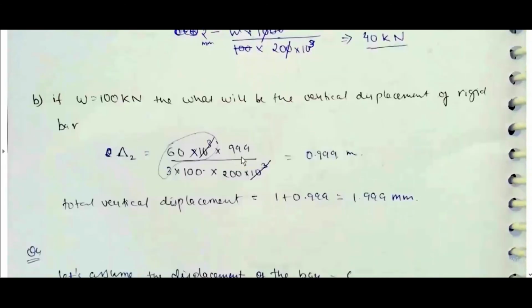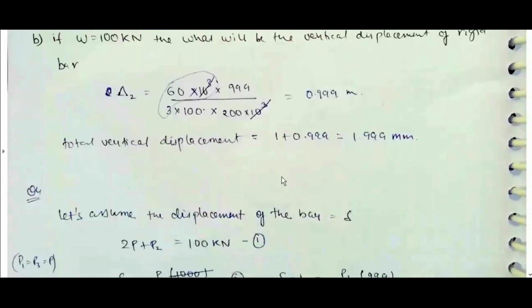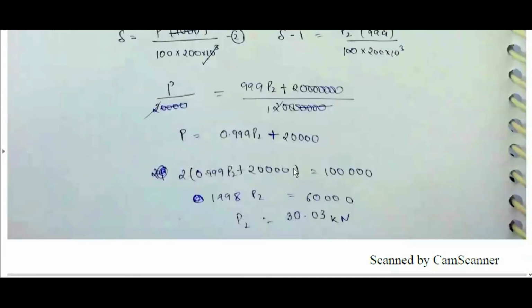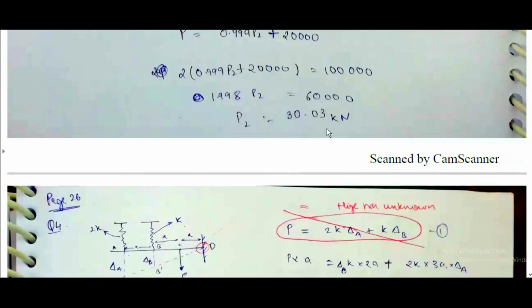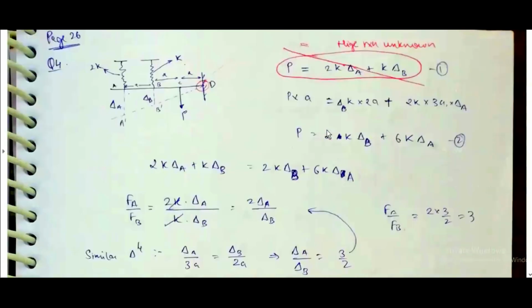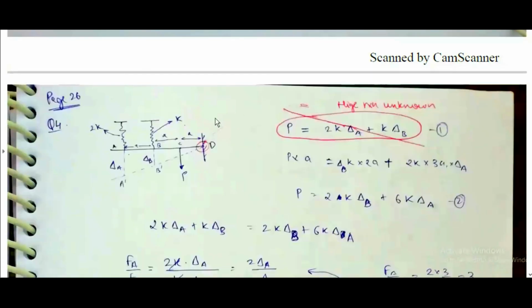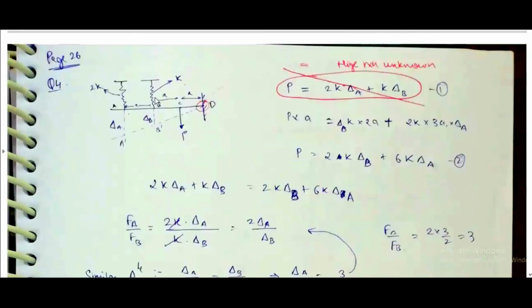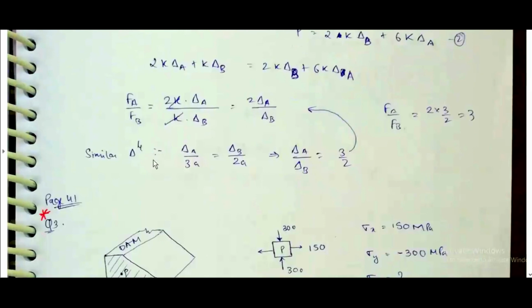What will be the vertical displacement of the rigid rod? Total vertical displacement is equal to 1.99 mm, and the load is equal to 30.03 kilonewton. From the workbook, for conditions like these, the similar triangles concept can be applied, and we can solve these equations.